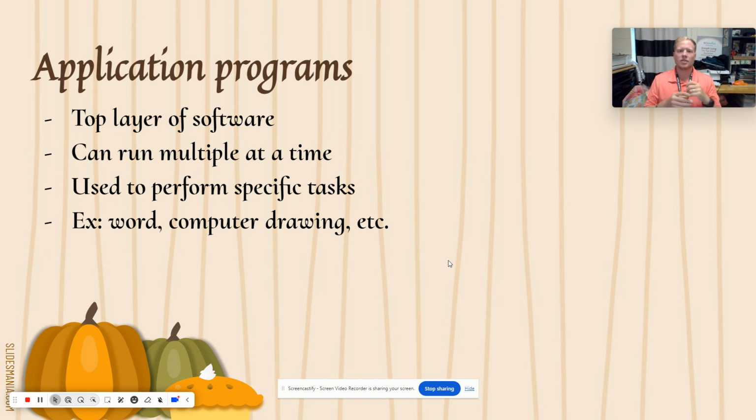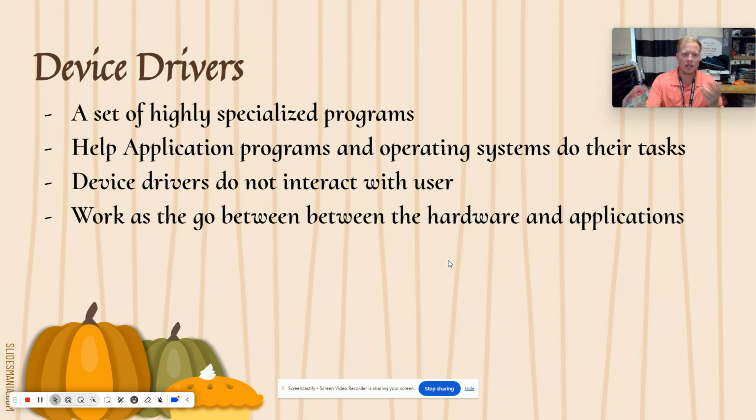Application programs, this is your top layer of software. Generally, you can run multiple. So if I were to grab my phone per se, and I look at what is open here, you can see I've got multiple apps at the same time. You can run multiple at the same time, but each one generally has a specific task, okay? Application or apps.